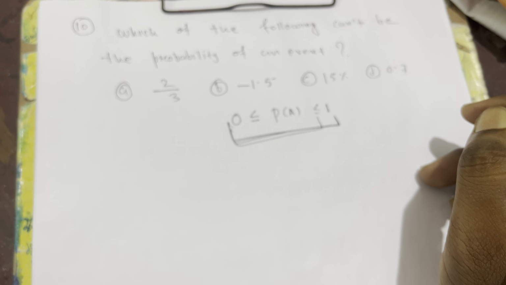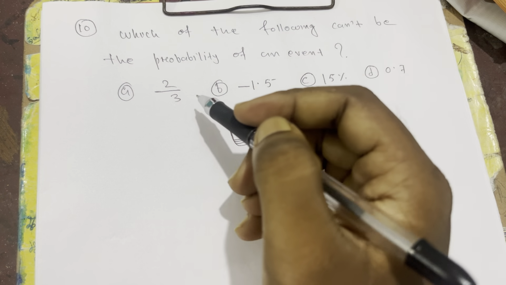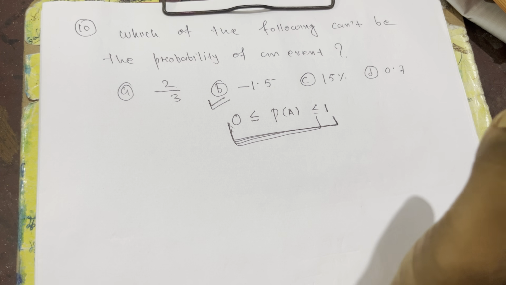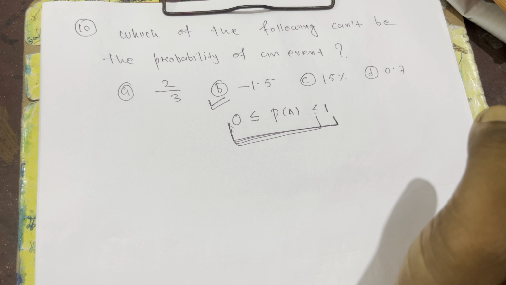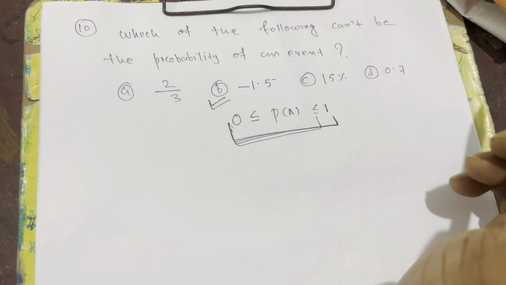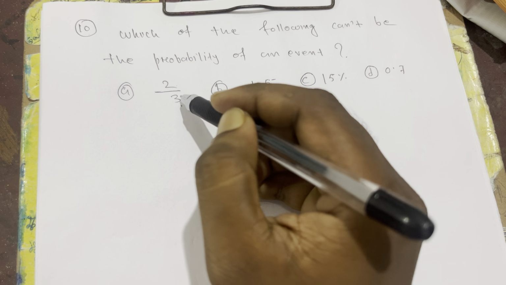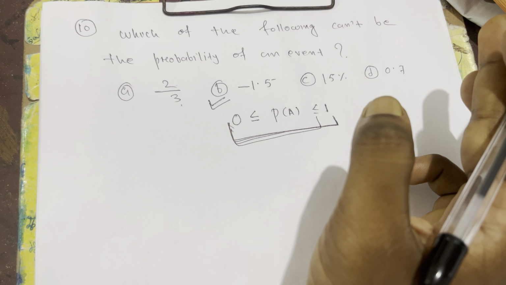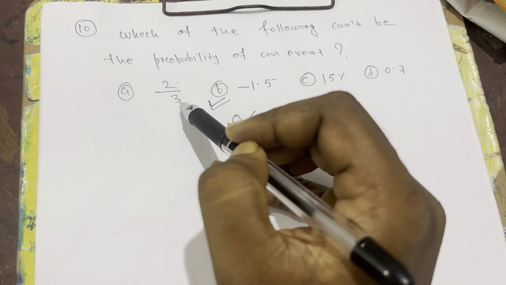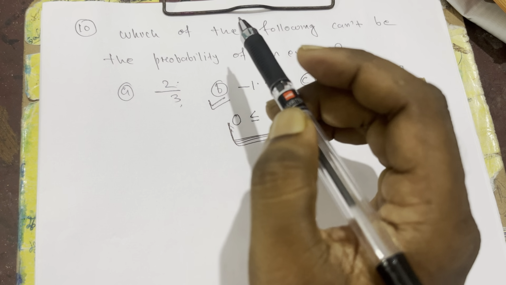So we can find the answer easily. Which of the following cannot be the probability of an event? The value of probability cannot be negative because the smallest value is 0. So it will not be a negative value. Now 2 by 3 is a possible answer because if you divide 2 by 3 you will get a value in between 0 and 1, greater than 0 but smaller than 1. How do you know? Because the numerator is smaller than the denominator. If you divide a small number by a big number, you will get a value in between 0 and 1.